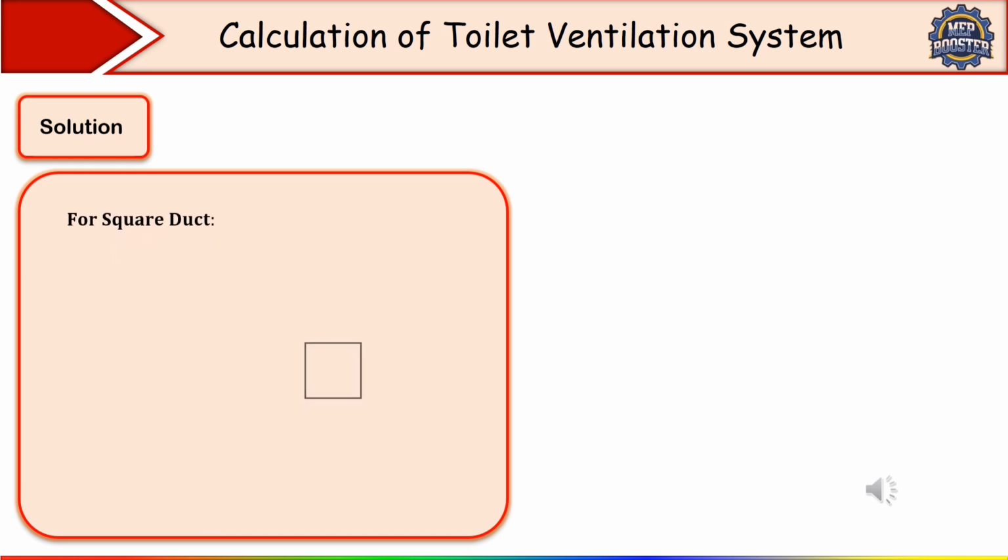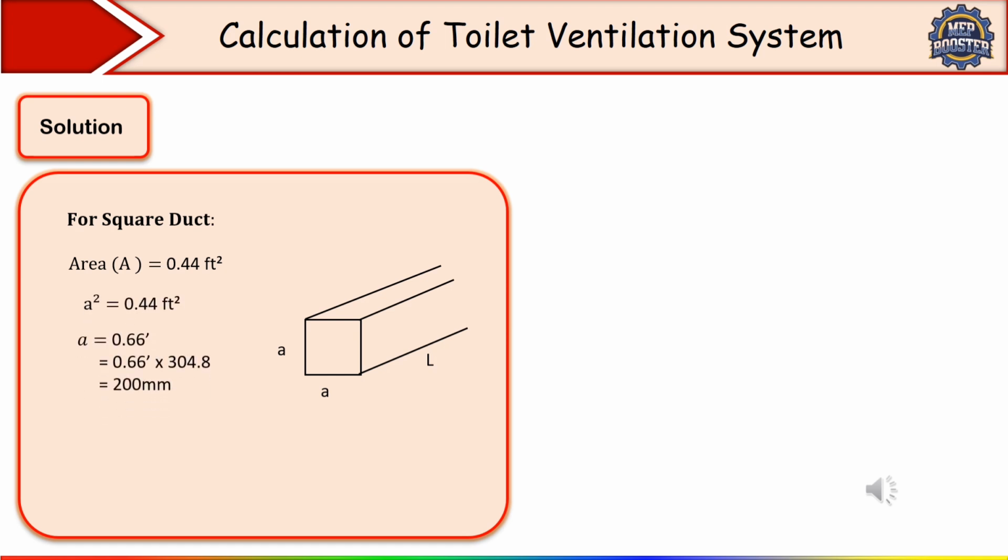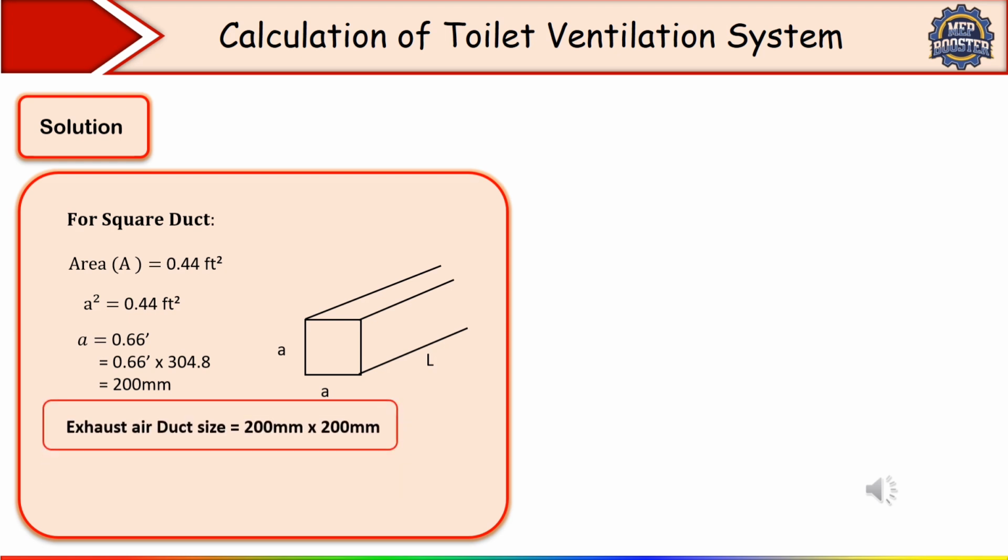Correct, everyone? Now suppose you have selected a square duct. For that, we know that for a square all sides are equal. Here I have taken the side as small a. The area we have calculated is 0.44 square feet. Now the area of a square is a square. So finally you will get the value of a as 200 mm. In this way we have calculated the exhaust duct size: 200 mm into 200 mm for square duct.